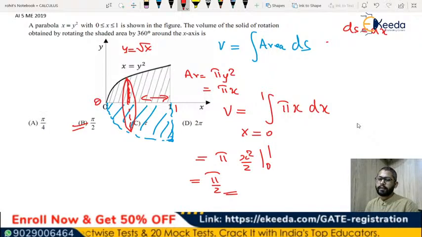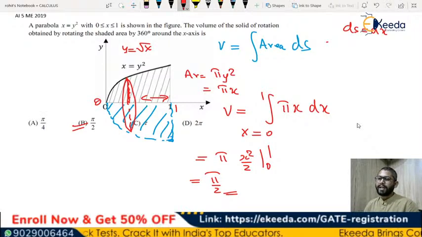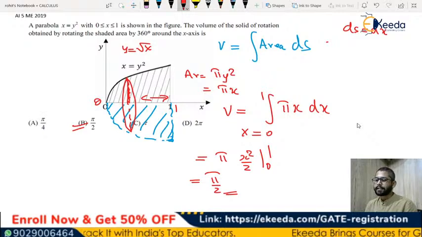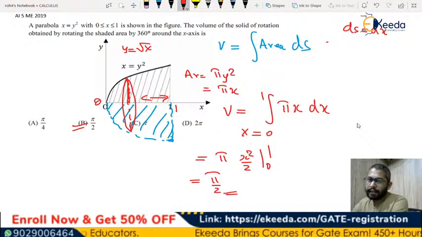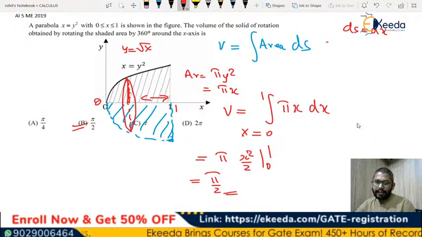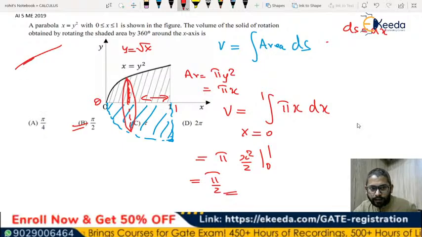Yes, pi by 2, not pi. Correct? Why are we writing ds as dx in this case? Because the element need not be like, if this is a curve, what is ds? Ds is this part.